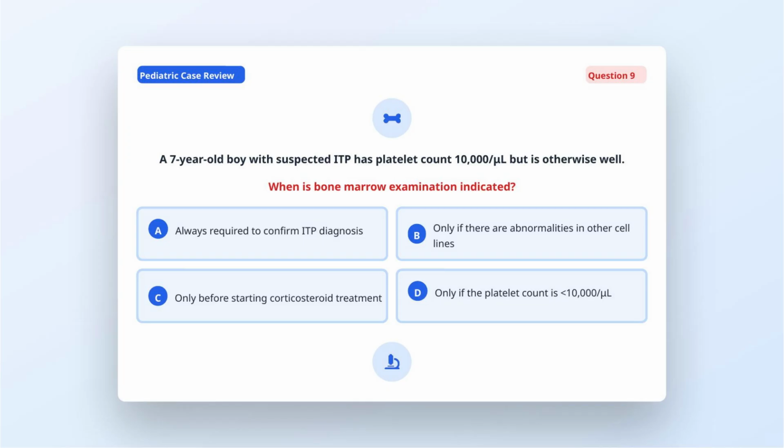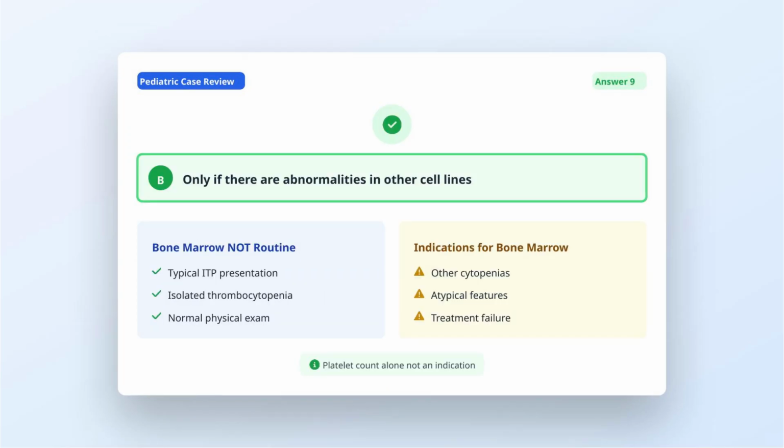B. Only if there are abnormalities in other cell lines. C. Only before starting corticosteroid treatment. D. Only if the platelet count is less than 10,000 per microliter. The correct answer is B. Bone marrow examination is indicated in suspected idiopathic thrombocytopenic purpura only when there are atypical features, such as abnormalities in other cell lines, suggesting an alternative diagnosis like leukemia.